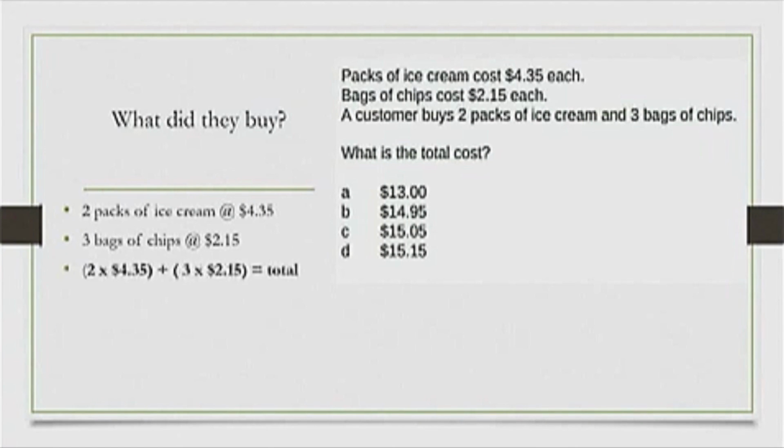So we can do some more calculation here. So we can represent the ice cream cost by 2 multiplied by $4.35. We're going to add that to the total cost of the bags of chips purchased, 3 multiplied by $2.15, and that will give us a grand total of $15.15. Okay?